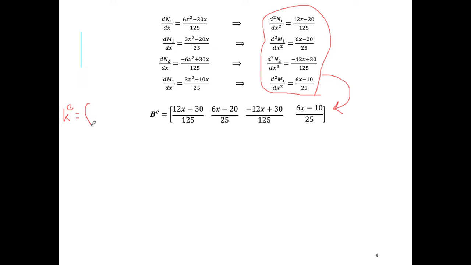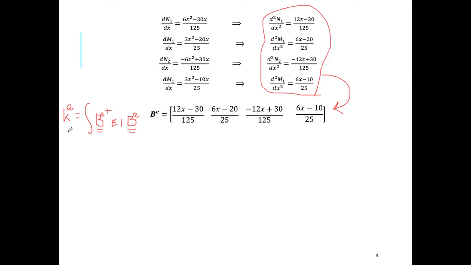sorry, this may take me a little while, the integral of B E transpose EI times BE again, right? So अब इसको ज़रा गौर से सोचें. This is not a straightforward thing. So पहले तो let's think about कि हमारा K matrix का rank क्या था.